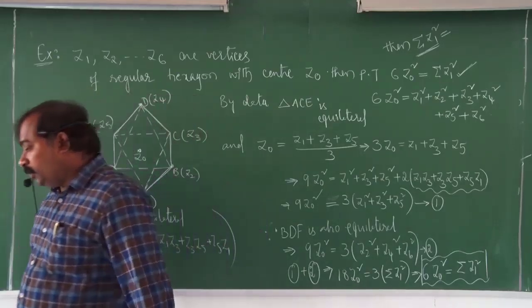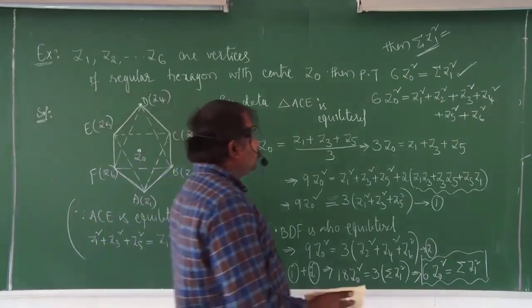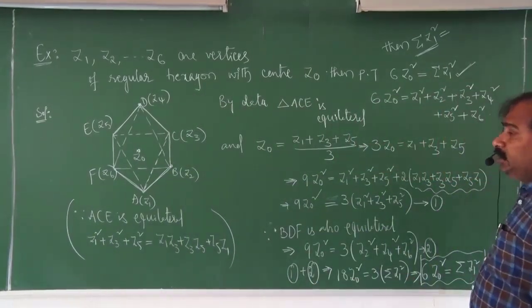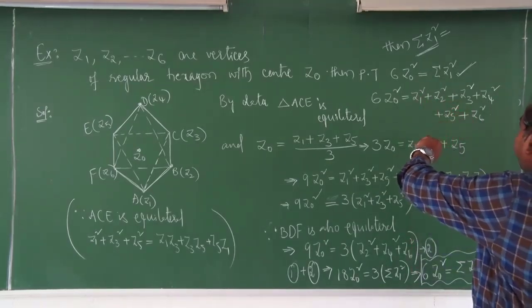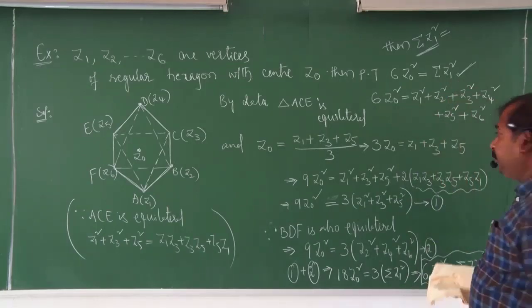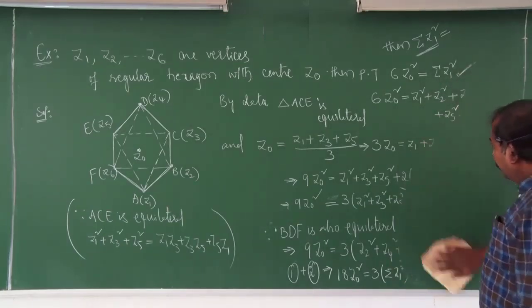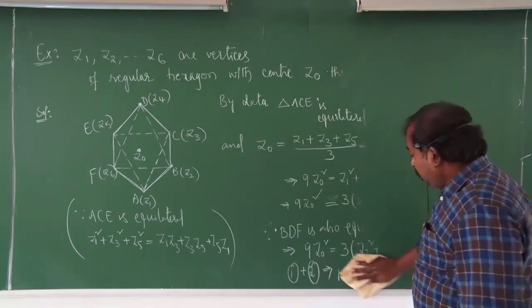Okay, this is the continuation of the previous class. So this is already completed. If it is a regular hexagon, 6 times z naught square equals sigma z1 square, already this is completed. Next example. So basing on these equilateral triangle concepts, many bits are there.